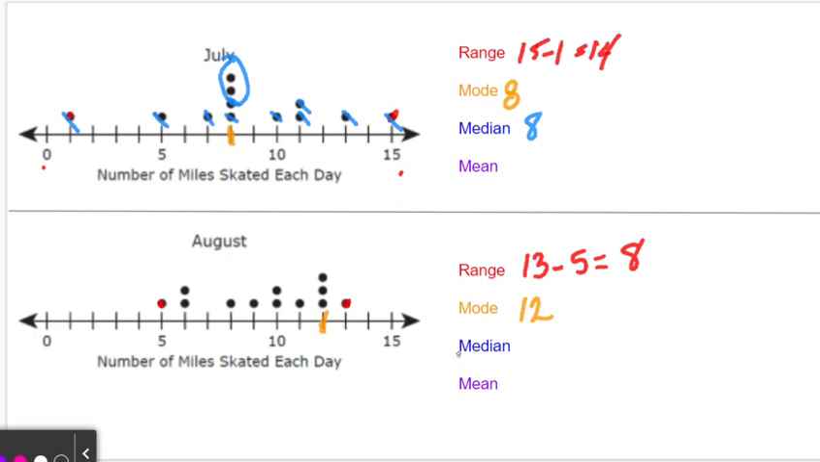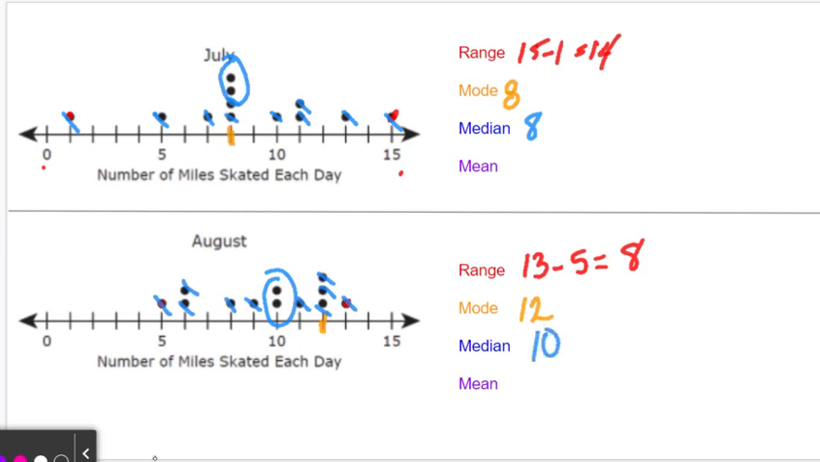Now the median, the middle number, of August. I'm going to cross out a high and a low, a low and a high, a low and a high, a low and a high. Both happen to land here also. This median is 10, the middle number.